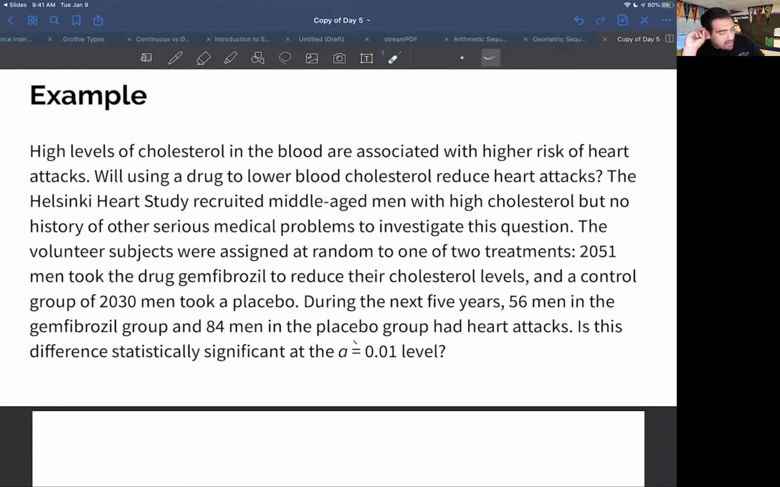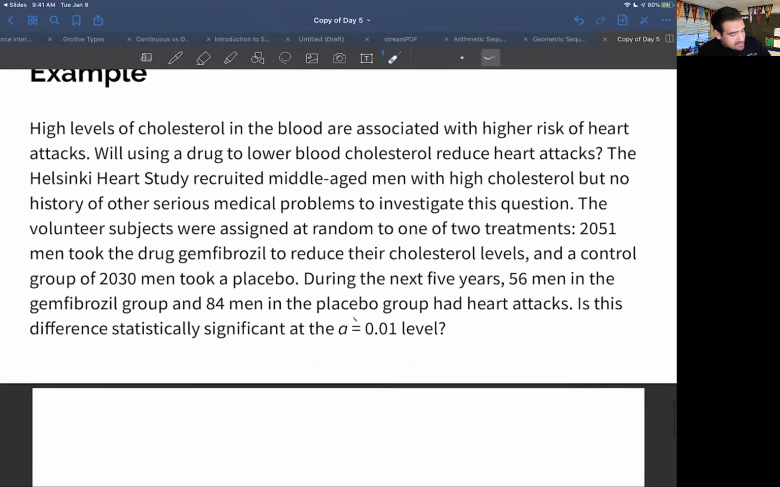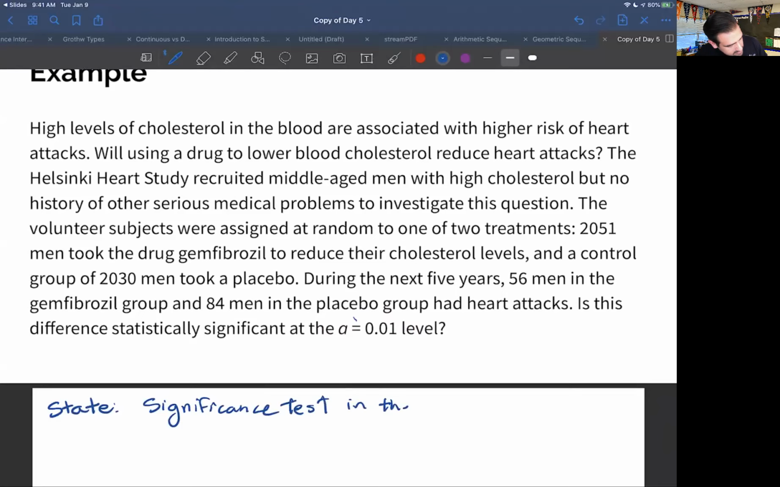Right, we're dealing with the health of people. It is giving us a significance level of 1%. So we're not going to use 5, we're going to use the 1. And now we need to run a significance test. So let's state everything that we need to do. What are we doing? We are running a significance test in the difference of 2 proportions.